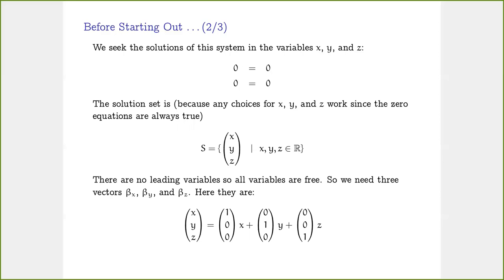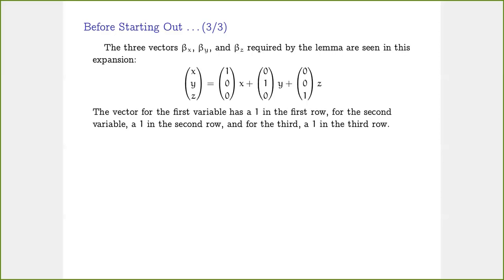When you multiply the x in, it only appears in the top, the y in the middle, the z in the bottom. You add three vectors together, you get the one on the right. So there's our three vectors. Now, the pattern is the vector for the first variable has a 1 in the first row, for the second variable, 1 in the second row, and for the third variable, 1 in the third row.